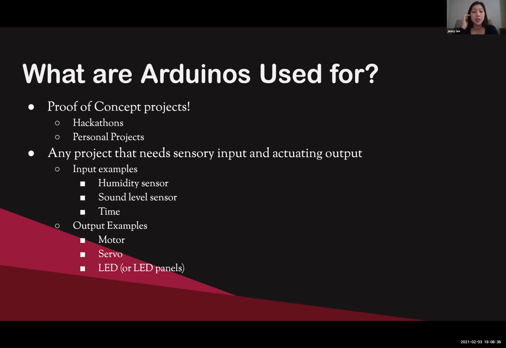But what can you do with them? If you have any sort of project that needs sensory input and actuating output, an Arduino is a great thing to work with. I'm sure you guys have worked with some basic C, maybe C++, Python, Java. As you probably remember, you're really limited to the input on your computer, which is basically the terminal or the command line, whatever you call it. And that can be really limiting if you're doing Make-a-thon projects. So for this, you can use inputs like humidity sensors, sound level sensors, time. You can connect it to Wi-Fi. You can use a Bluetooth module. You can do a lot of different things with this.